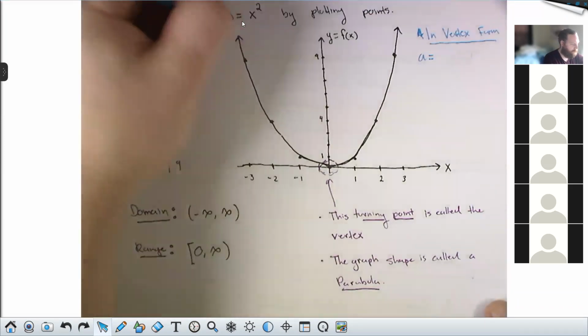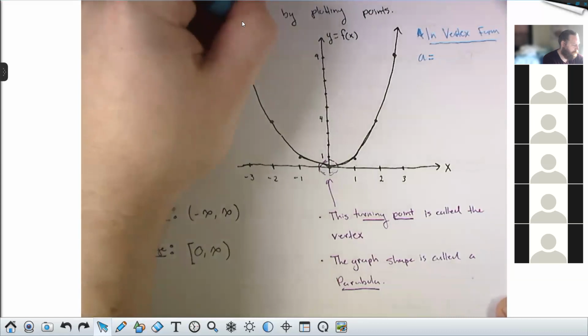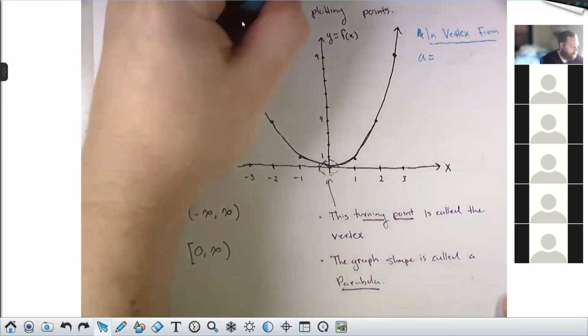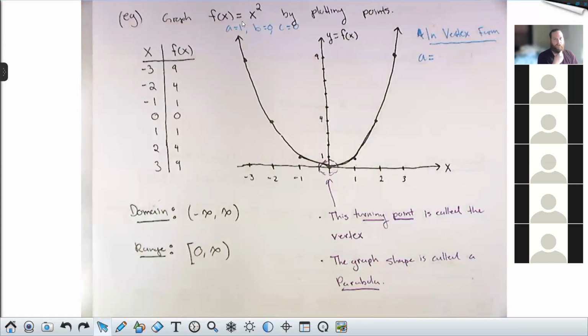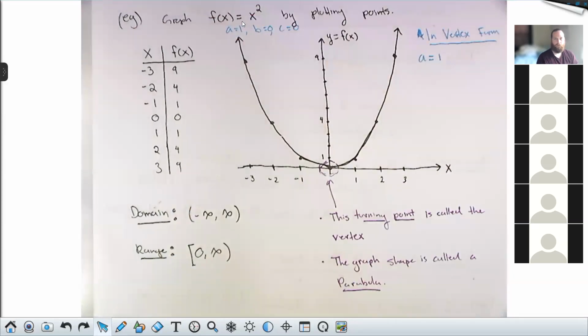Yeah, A is 1. Really quick, what are B and C? Good, B and C are both 0. All right, so this is 1x squared plus 0x plus 0. So A in vertex form is also going to be 1. Remember, because the standard form and vertex form, that lead coefficient A is always the same.